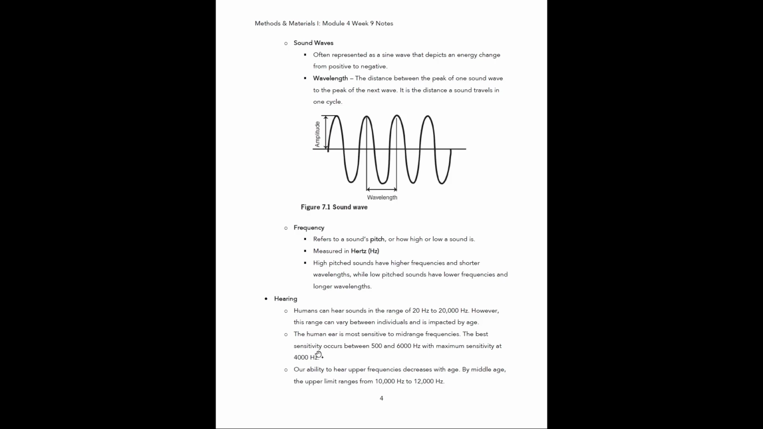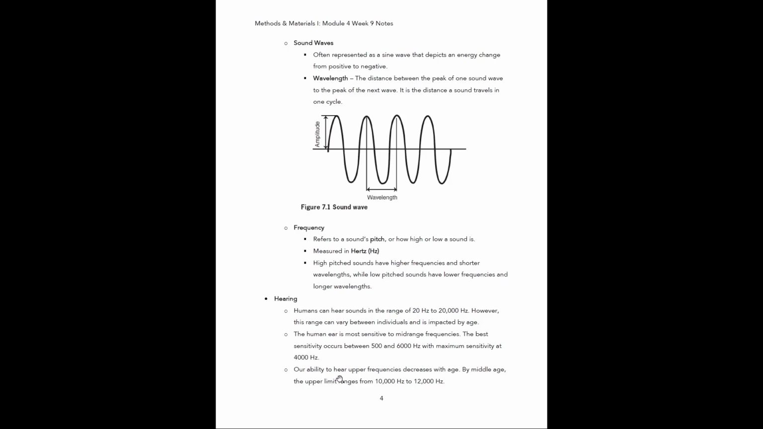The human ear is most sensitive to mid-range frequencies. The best sensitivity occurs between 500 and 6,000 hertz, with a maximum sensitivity at 4,000 hertz. So any sound that has a frequency between 500 and 6,000 hertz is going to be very easy for us as humans to perceive. Anything above or below that is a little more of a struggle.